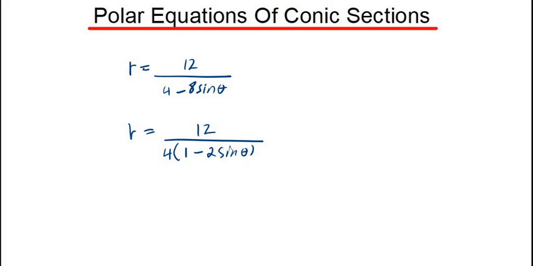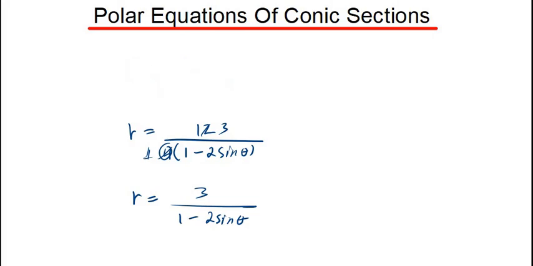And if you observe, I haven't changed the meaning, so my r is equal to, here you have 4 into 4 is 1, 4 into 12 is 3, so you have 3 divided by 1 minus 2 sine theta. Oh wow, there we have it. That is our simplified polar equation. We have 3 divided by 1 minus 2 sine theta.